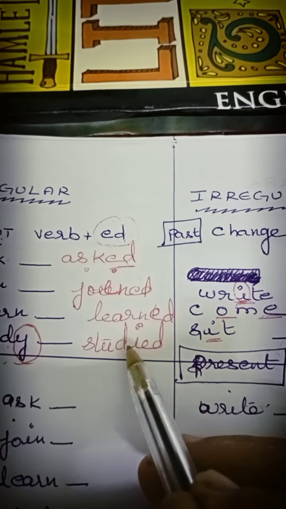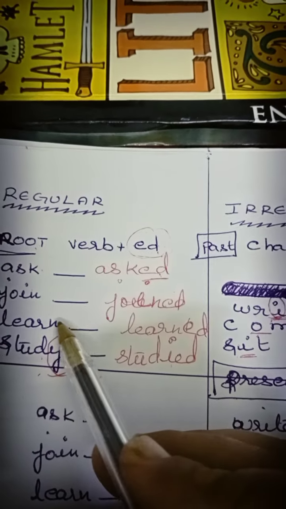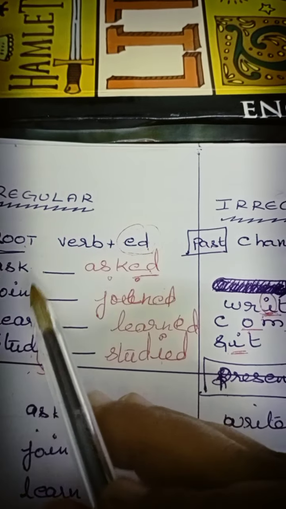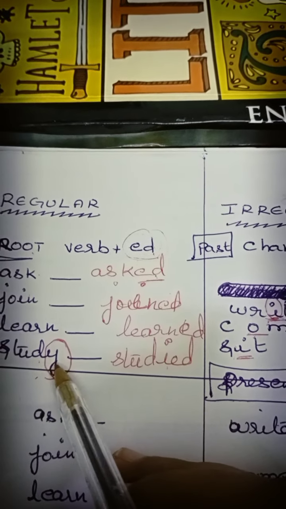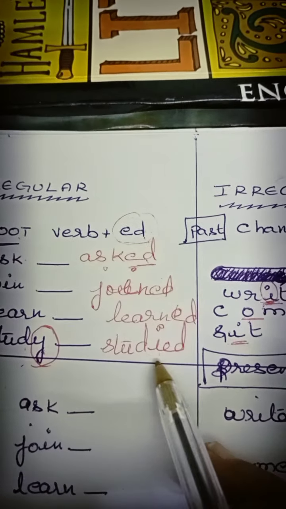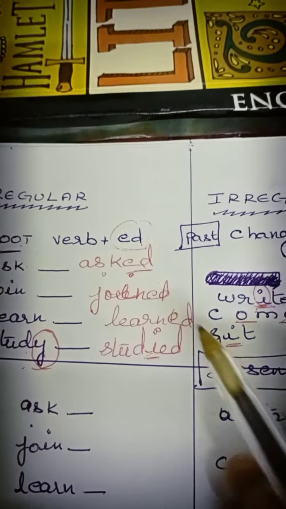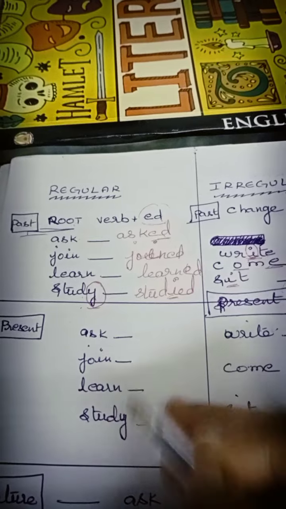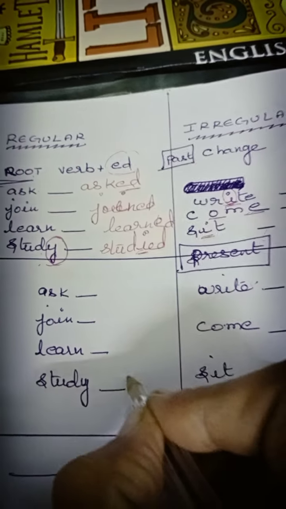You will be asking me, why ma'am, why should I add I? See, if it is an ordinary consonant, I can add ed. But when it is a semi-vowel, I should add IED. Got it, children? And then in present tense, you all know: asks, joins, learns, then studies.